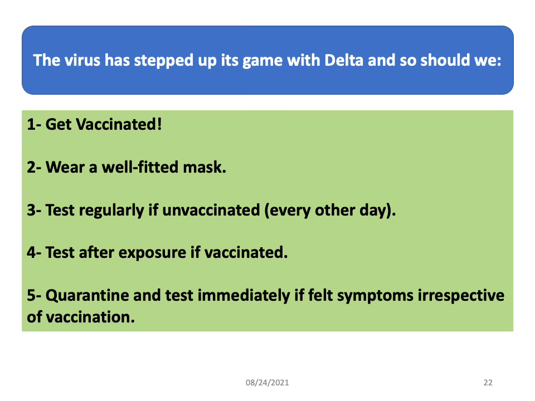The virus has definitely stepped up its game with Delta, and so should we. So here are a few tips that we can all work on in order to curb the spread of Delta. Please get vaccinated if you can. Wear a well-fitted mask. Test regularly if unvaccinated, ideally every other day. Test after exposure if vaccinated, because vaccinated people might get infected with Delta and can transmit the virus if they get infected. Also, quarantine and test immediately if you feel symptoms, irrespective of vaccination.